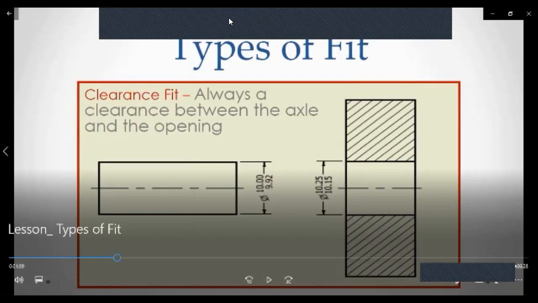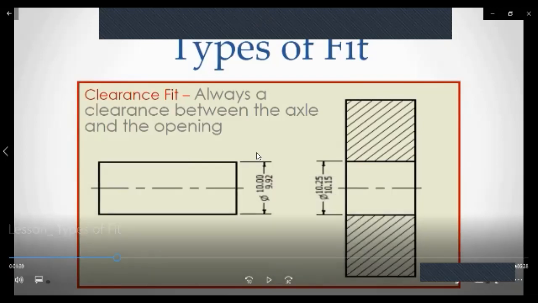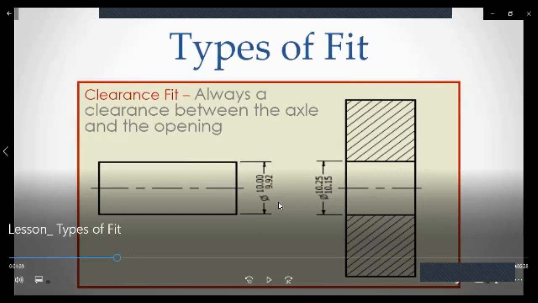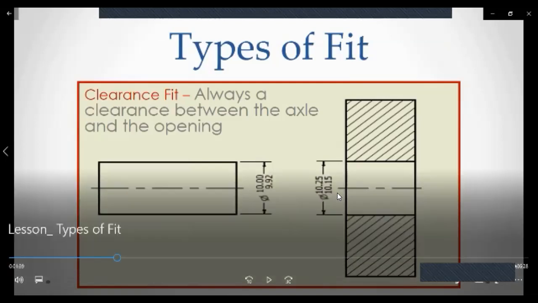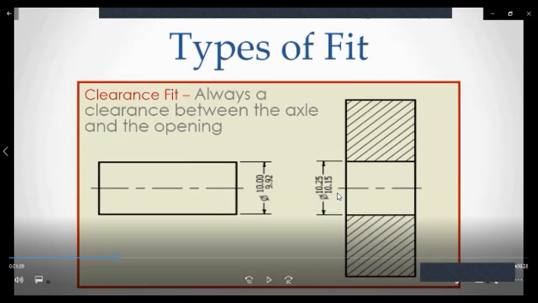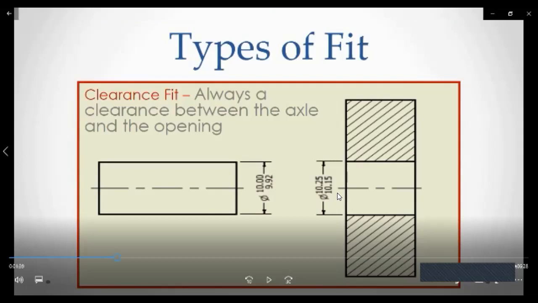Don't know? It's very simple, right? You see, what do you mean by clearance? It is the difference between the sizes of the two, right? So if we have a hole that was manufactured for 10.15, and a shaft of a maximum size that it can go is 10, then you subtract 10 from 10.15, we get 0.15. That's the clearance. That's the minimum amount of clearance that you'll get. Isn't it?